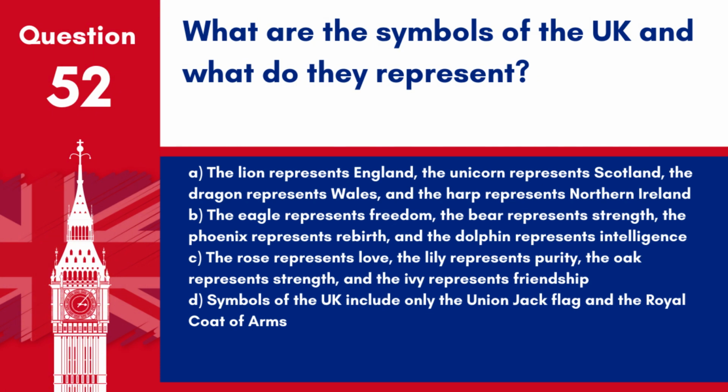A. The lion represents England, the unicorn represents Scotland, the dragon represents Wales, and the harp represents Northern Ireland. B. The eagle represents freedom, the bear represents strength, the phoenix represents rebirth, and the dolphin represents intelligence. C. The rose represents love. The lily represents purity. The oak represents strength. And the ivy represents friendship. D. Symbols of the UK include only the Union Jack flag and the Royal Coat of Arms.